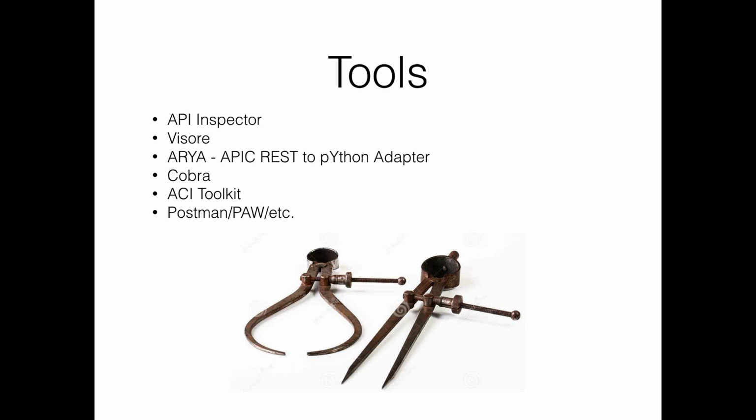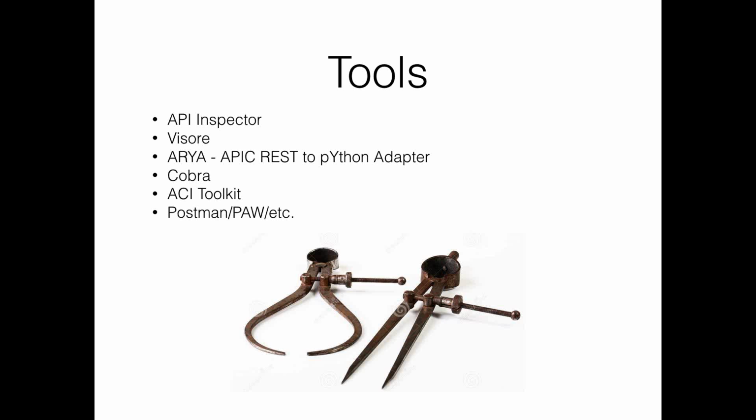There's a cable plan as one of the applications within the toolkit. You can basically map an Excel cable plan versus what's actually happening in the fabric. So that's pretty neat. And then there's some other stuff too. So ACI Toolkit is definitely worth checking out.